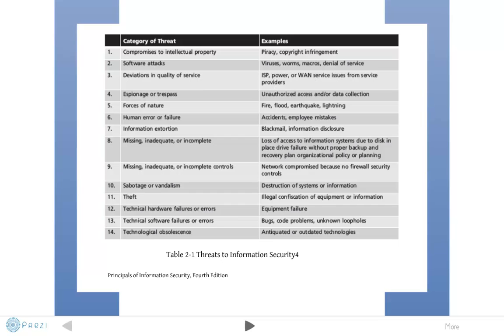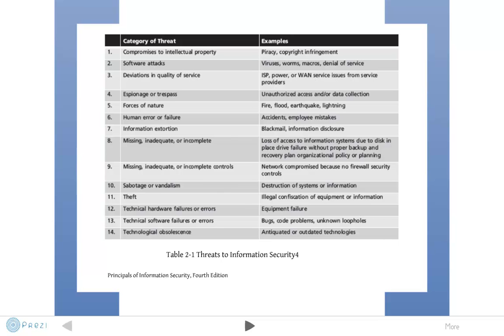Theft, illegal confiscation of equipment or of information. Technical hardware failure or errors, as in equipment failure. And this is where high availability, right, is an approach in technology to mitigate equipment failure. High availability can be right on the server level. You can have multiple hard drives in place, you can have multiple power supplies. All that helps you to have high availability.